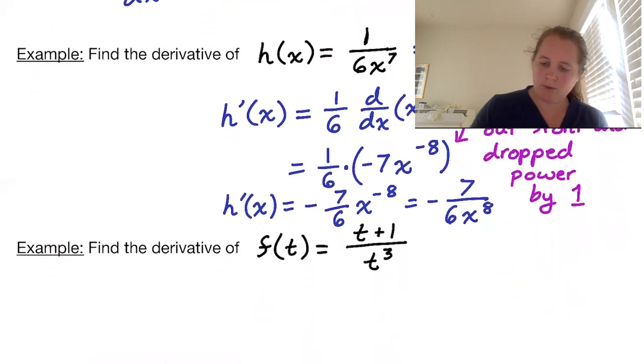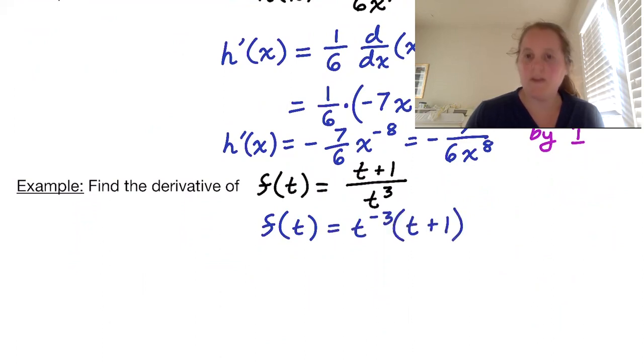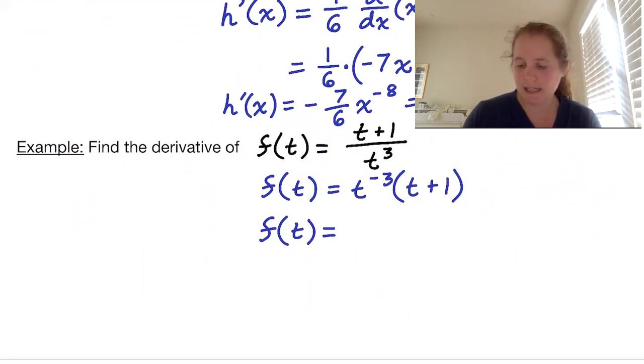So let's take a look at one more example. We wish to now find the derivative of f of t equals t plus 1 over t cubed. So if we wanted, we could use the quotient rule, or we can do some algebra manipulation. So f of t could be written as t to the negative 3 times t plus 1. If we wanted, we could use the product rule at this point, or we could go ahead and multiply that out. We have f of t is equal to t to the negative 3 times t, would be t to the negative 2. And then we have plus t to the negative 3.